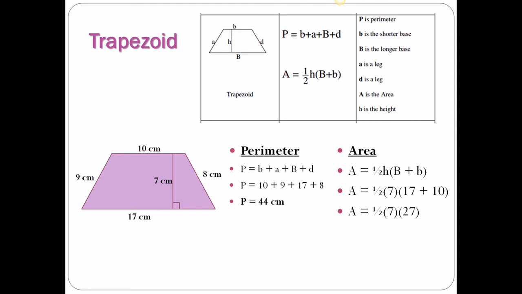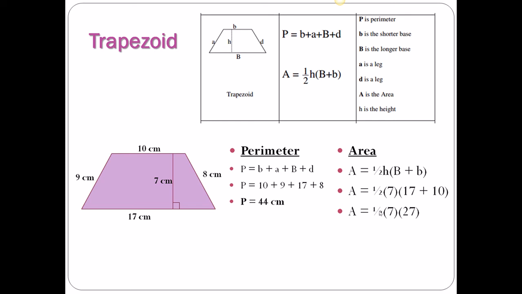Again, one step at a time. Write it down line by line, step by step. Now this says area equals 1/2 times 7 times 27. And technically with multiplication, you can multiply in any order. You'll get the same answer. But for the sake of this presentation, I'm just going to go from left to right.